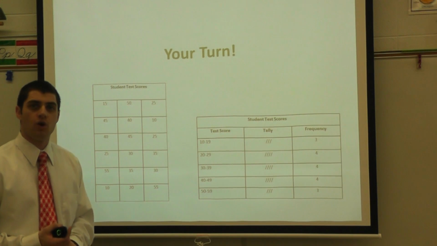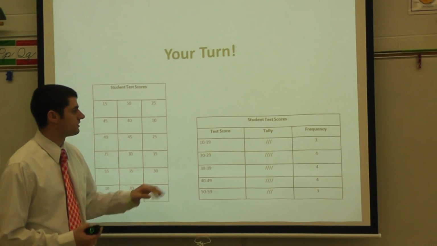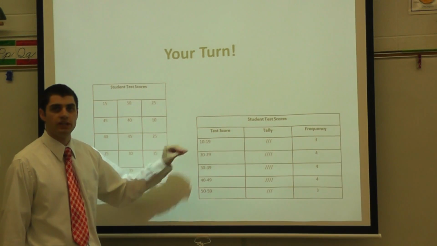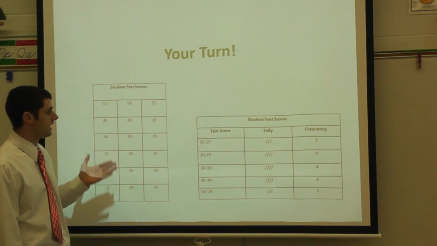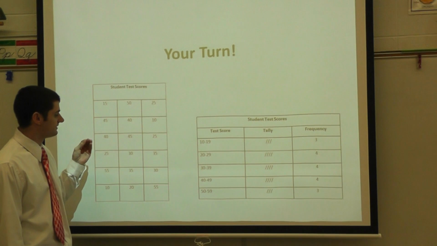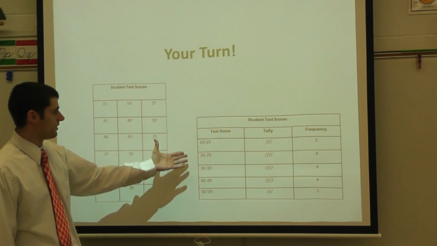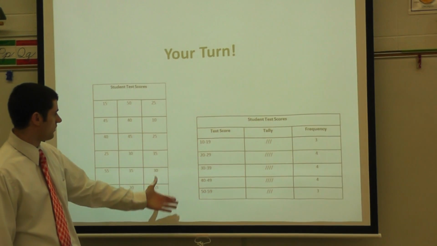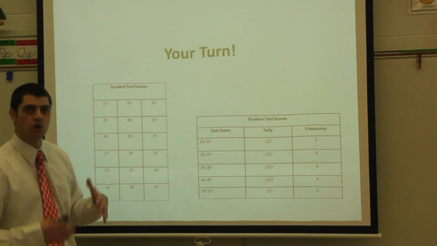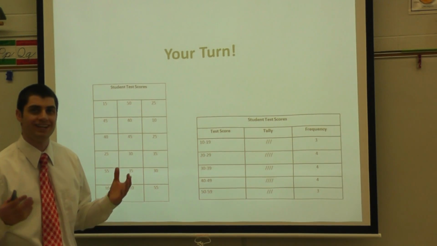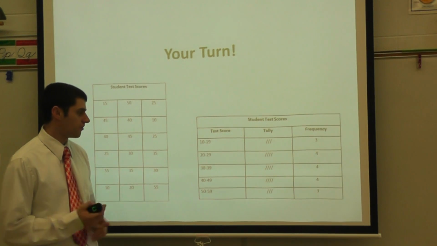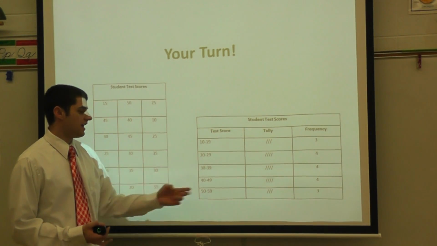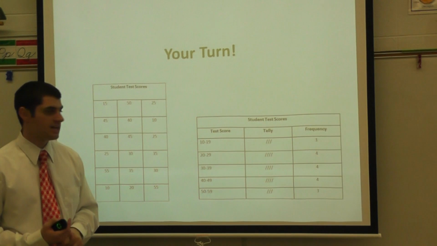Okay, hopefully in your frequency table here, you knew that you had to come up with an interval. Now these scores had a very wide range of scores. We had scores from 10 all the way up through 60. So a good interval to choose for this would be 10. I did 10 through 19, 20 through 29, 30 through 39, 40 through 49, and 50 through 59.